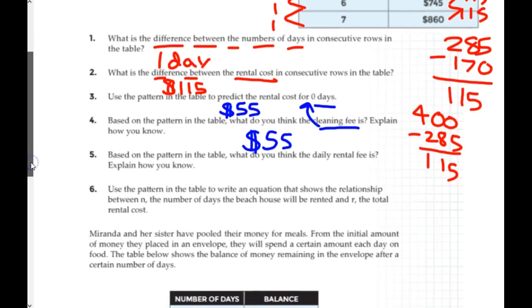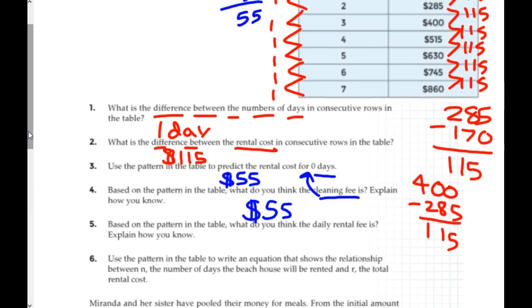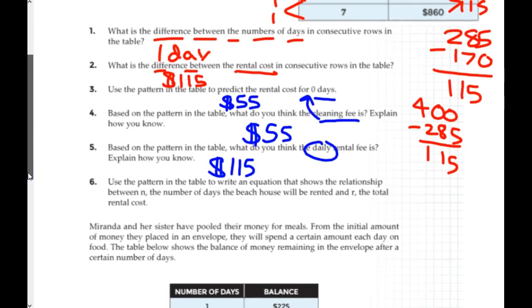A couple more things. On number 5, based on the pattern in the table, what do you think the daily rental fee is? Now, when you see daily, you know it's changing each time. We already found the change. What's the change? $115 every single day. All right. And then last but not least, we're going to use the patterns in the table to write an equation that shows the relationship between N, the number of days at the beach house that will be rented, and R, the total rental cost.